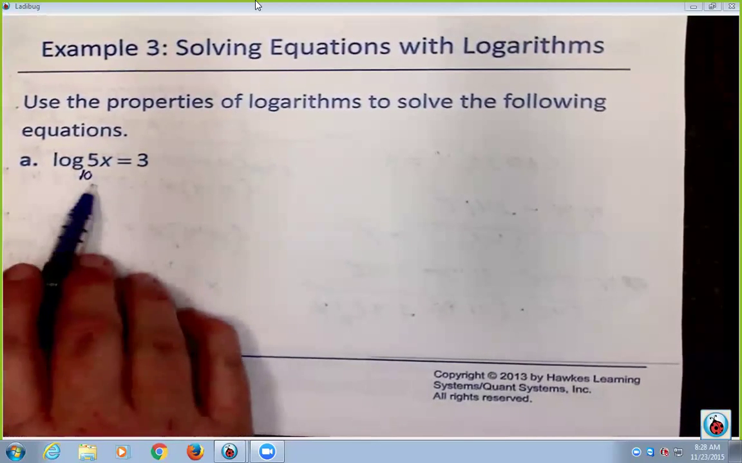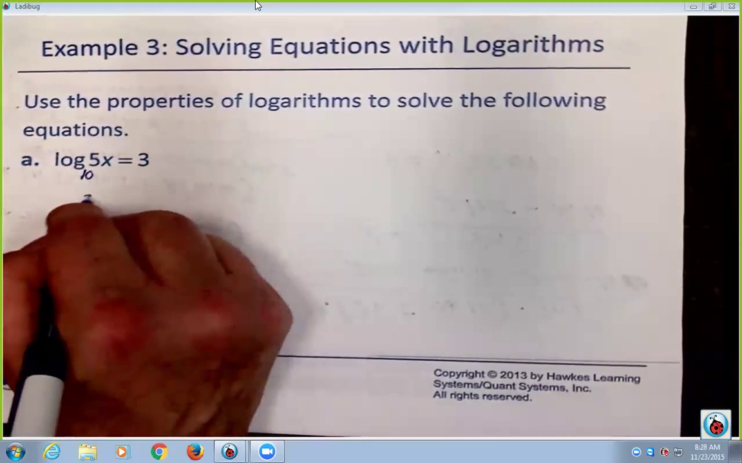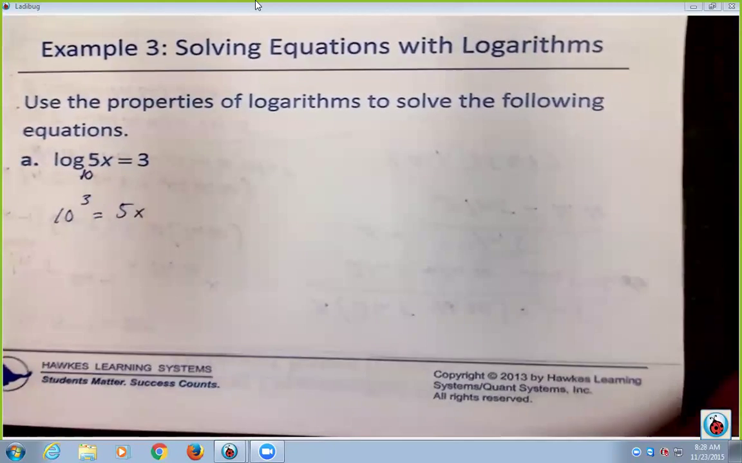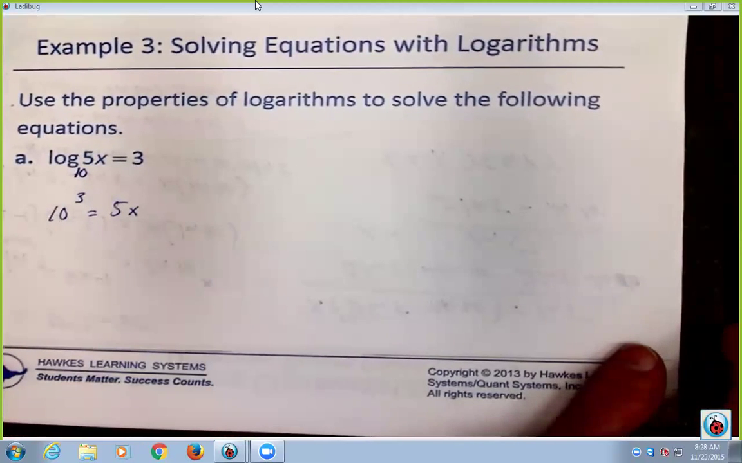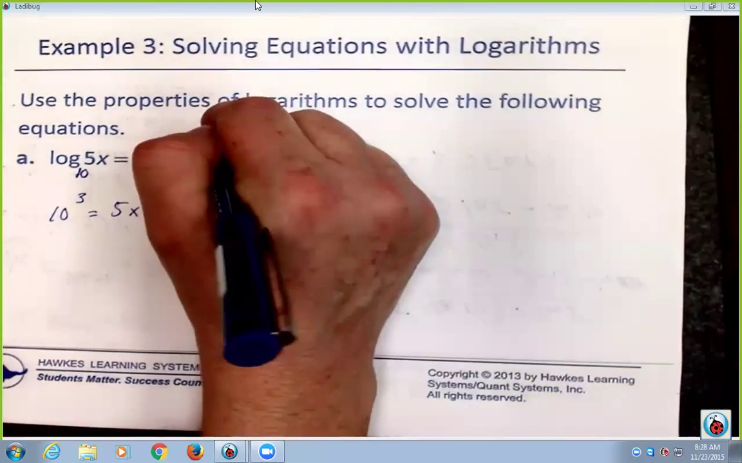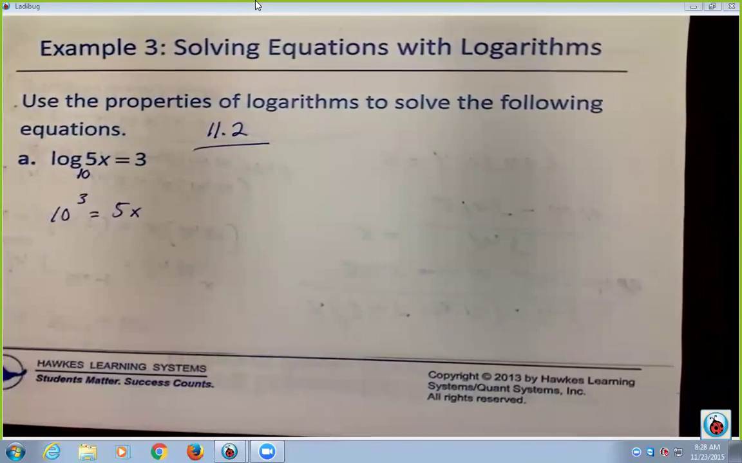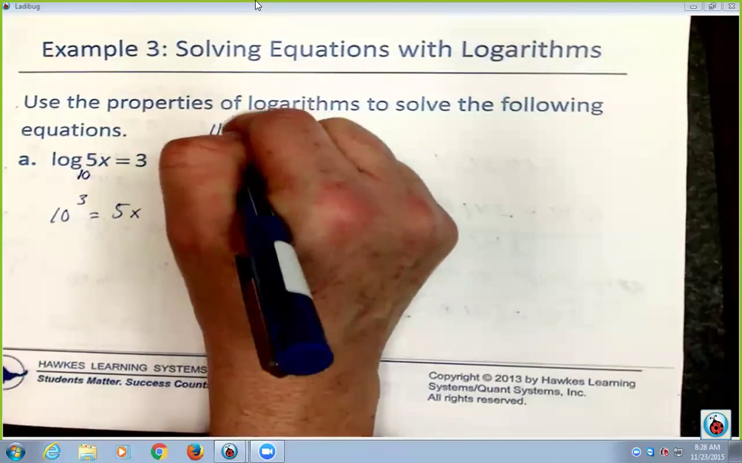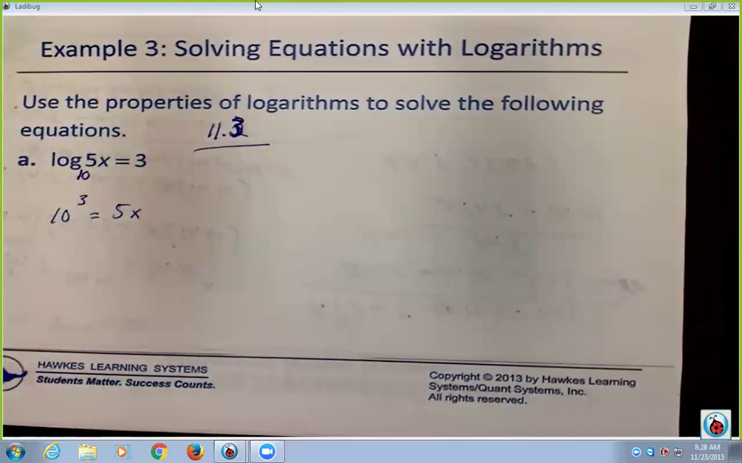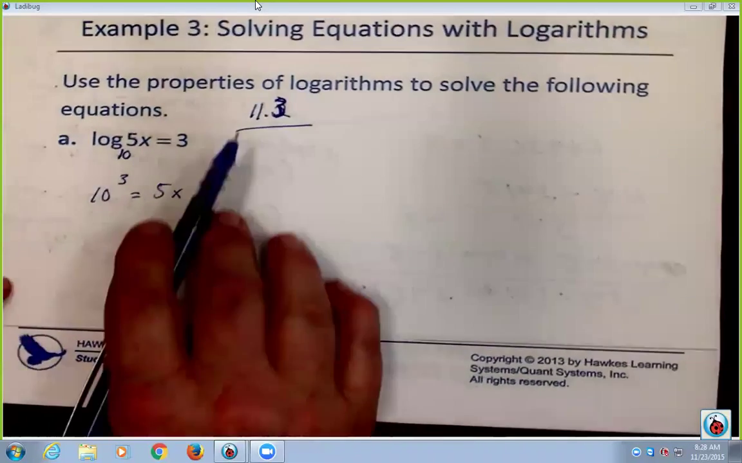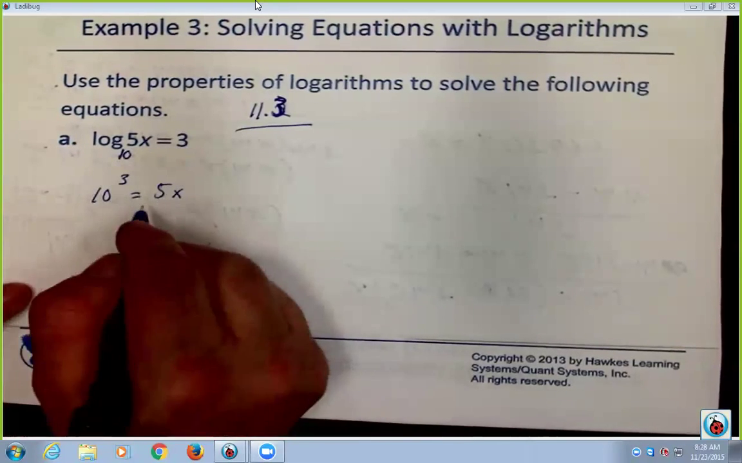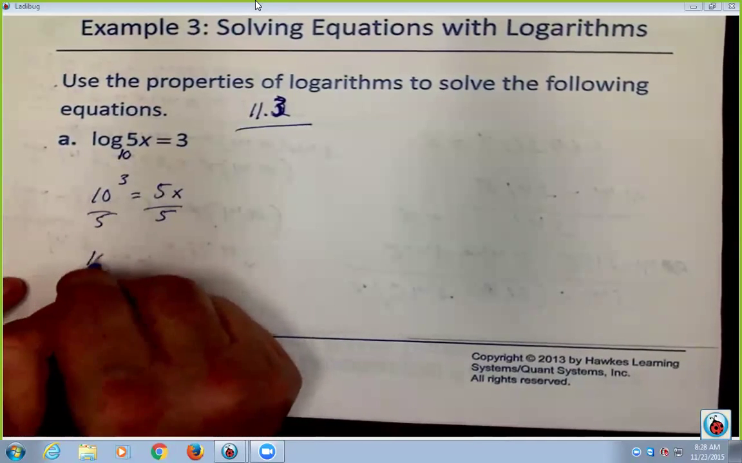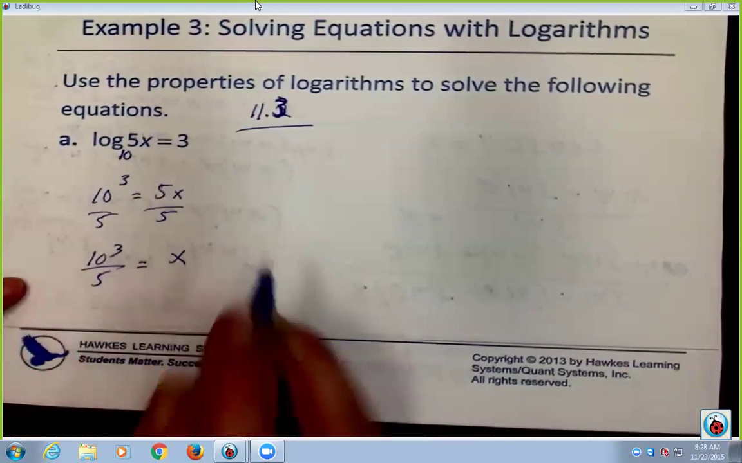So what does this mean? Well, it means that I have 10 to the third power, if I reverse it, is equal to 5x. 10 to the third equals 5x. All we did was turn it back into exponential form, and we did that in 11.3. Get my right section. 11.2 was still working with functions. So 11.3. We said 10 to the third power is equal to 5x. Divide by 5. So I have 10 to the third divided by 5 is going to equal x.